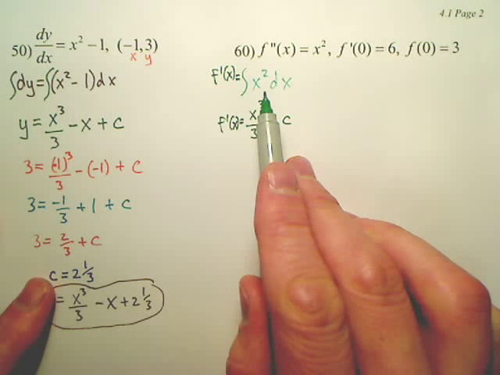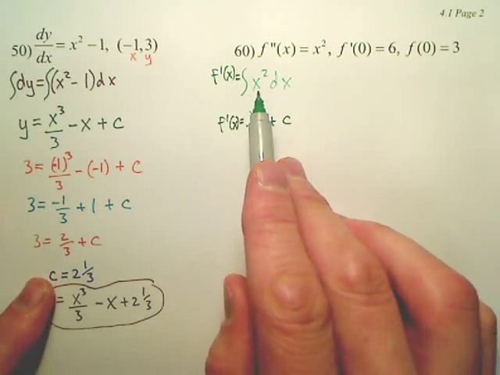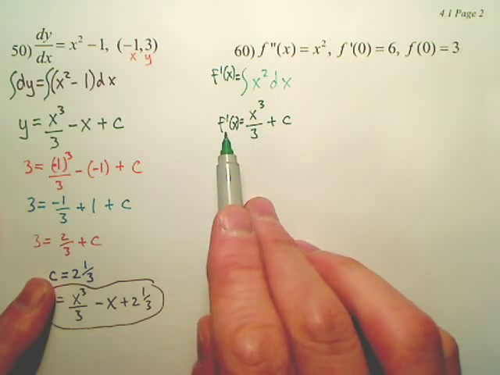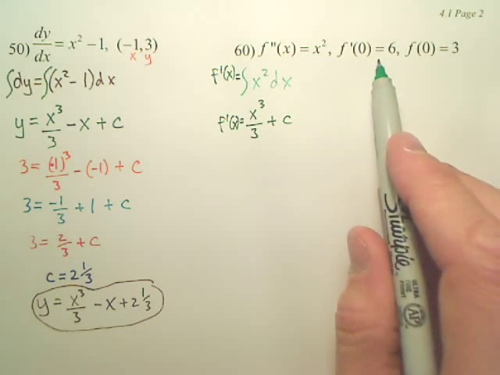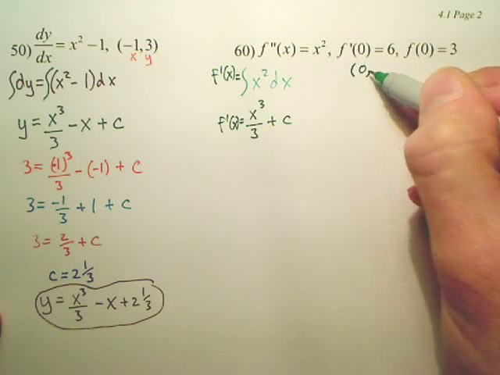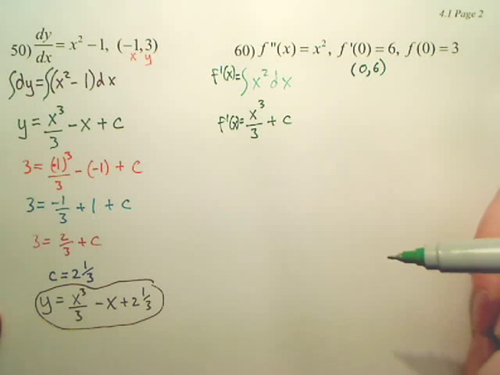My derivative is going to be the integral of the second derivative. My first derivative is the integral of the second derivative. So the first derivative is this. Do we have some info here? Isn't this a coordinate? 0, 6, kind of?